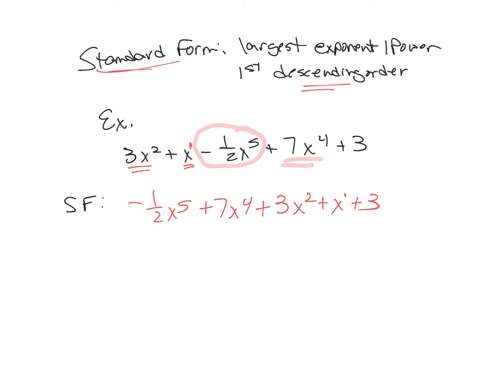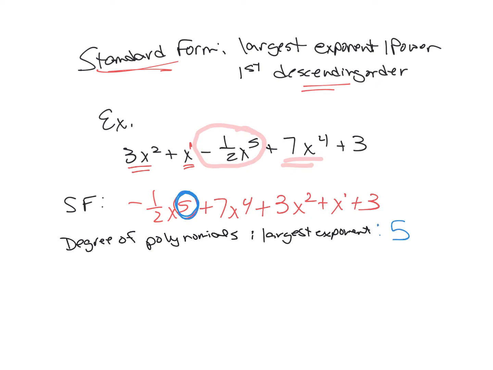Okay, so you have to know what that means because on a test or an assessment, I'll ask you to put something in standard form. Then the next thing is going to be the degree of the polynomial. When we're talking about this, the degree of the polynomial is the largest exponent. So my largest exponent here is 5. We can even change the color. So the degree of this polynomial is 5.